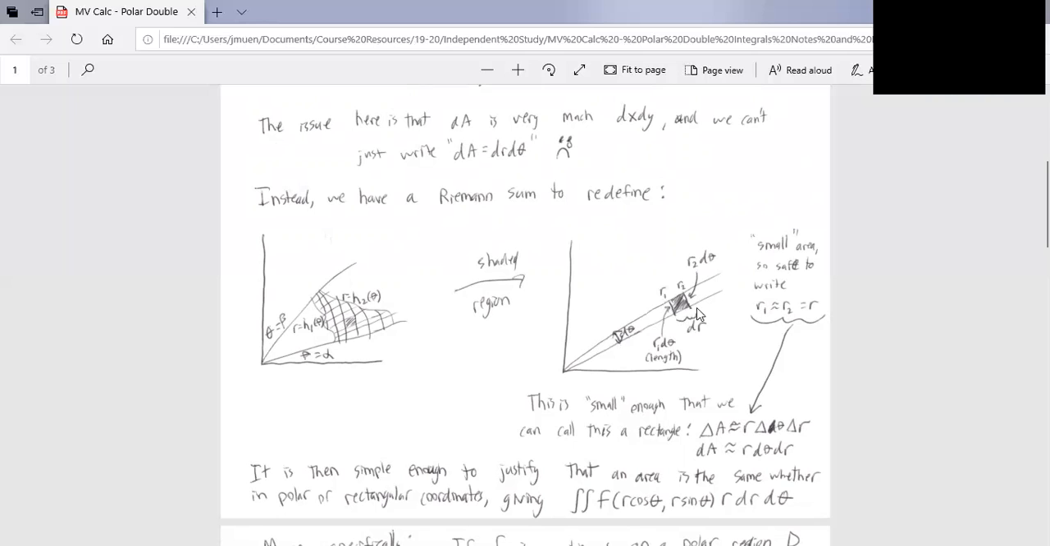The width we've already defined was dr. So what that means is the area of this rectangle, and it's small enough, again, this is small enough that we can call it a rectangle, even though it isn't, right? It's certainly not a rectangle. It's defined with an arc, not straight lines, but it's so small that it might as well be.